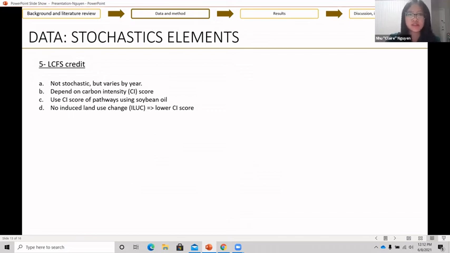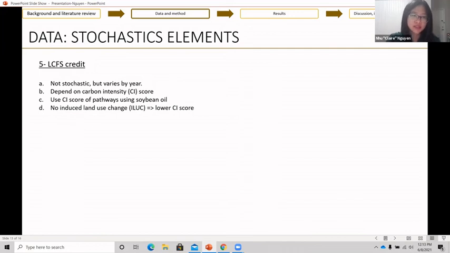And finally, the LCFS credit. It is not stochastic, but it still varies by year because it depends largely on the carbon price. And so the value of the LCFS credit depends on the carbon intensity, or the CI score, of a pathway. And at the time of our study, there was the CH pathway that didn't have a CI score yet. So we use the average CI score of the pathways that use soybean oil, because those pathways produce very similar output fuels as the CH pathway.